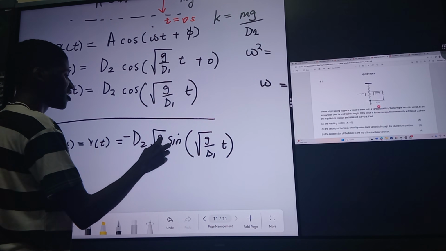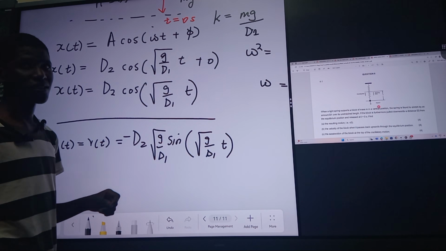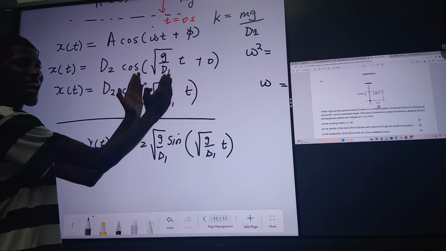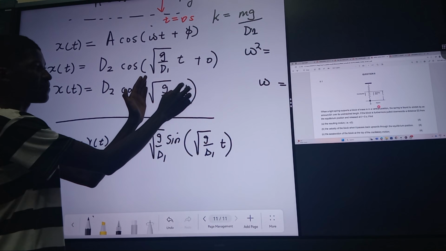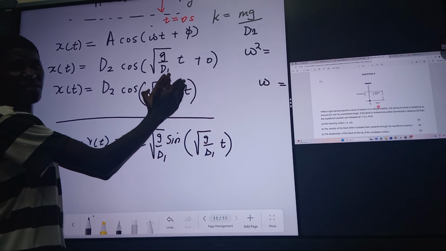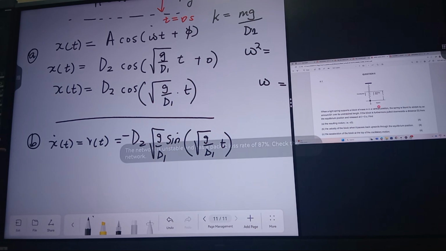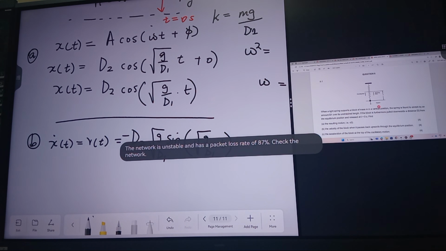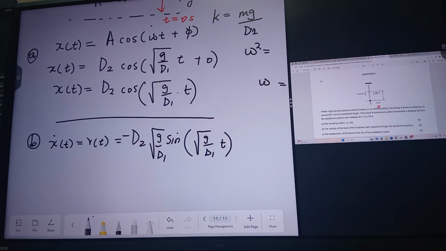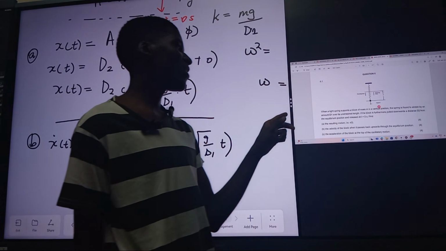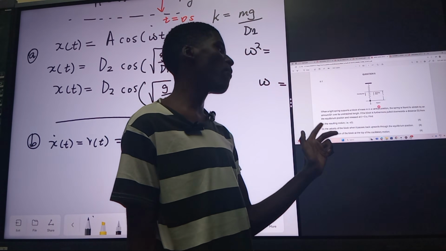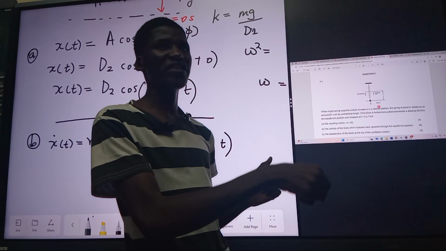So derive this with respect to t, what are you going to get? The square root of g over d1, which is a constant, times t. So deriving t you just get 1 times this, and you plug it in. So this is the equation for velocity. But this equation does not answer the question. The question said, what is the velocity of the block when it passes upwards through the equilibrium position?